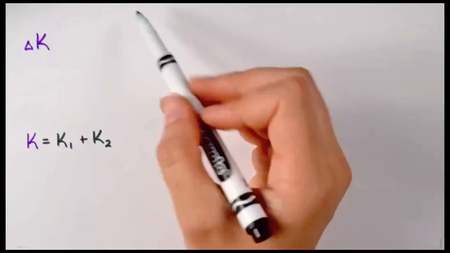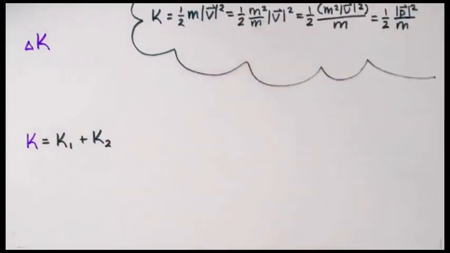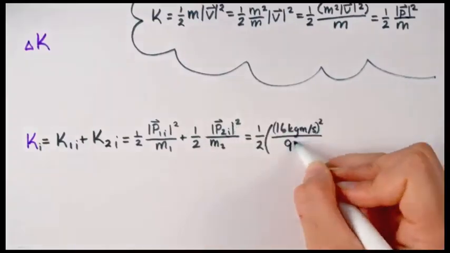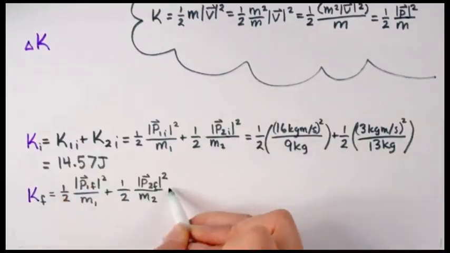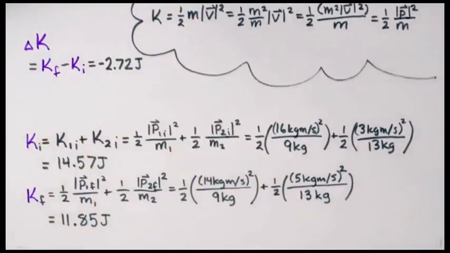The most familiar form for each object's kinetic energy is 1/2 times the mass of the object times the speed of the object squared. However, we know kinetic energies can be found directly from the magnitudes of the object's momenta, like this. So let's do that. First, we find the initial kinetic energy of the system, then the final kinetic energy, and now let's find delta K, the final kinetic energy minus the initial kinetic energy for the system. And we see that delta K, the change in kinetic energy, is negative.